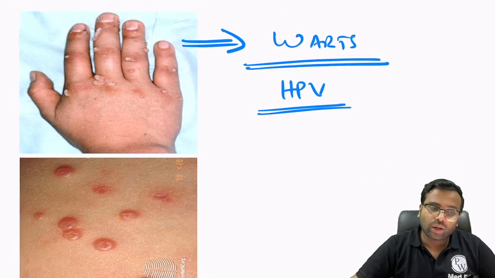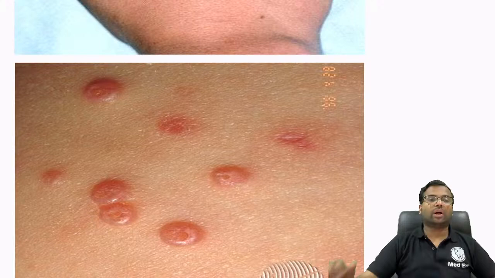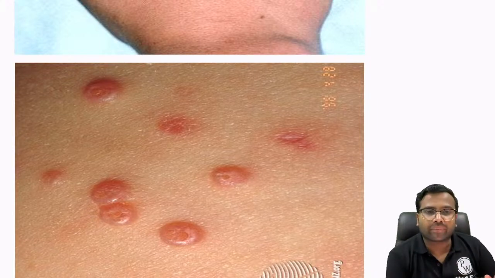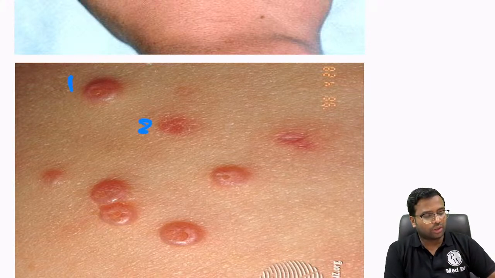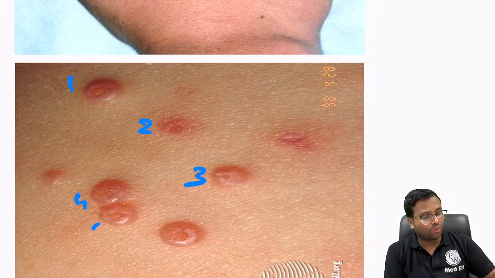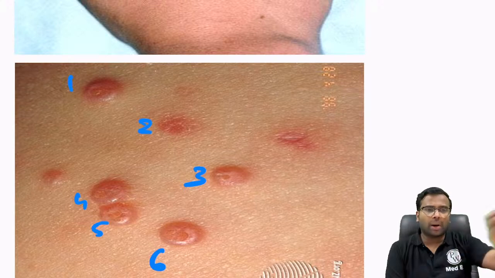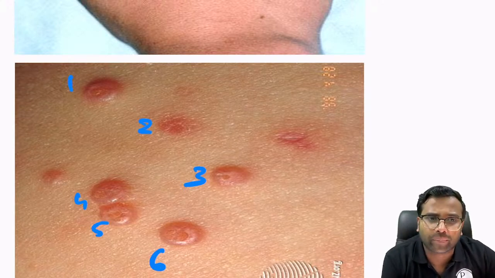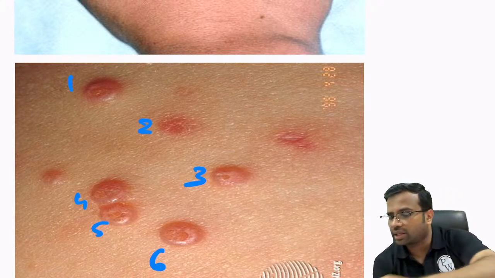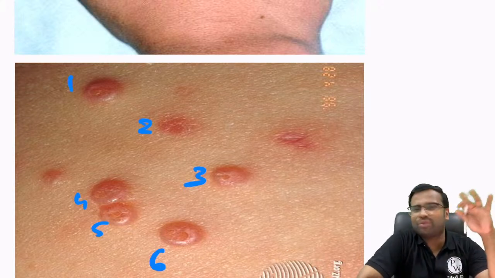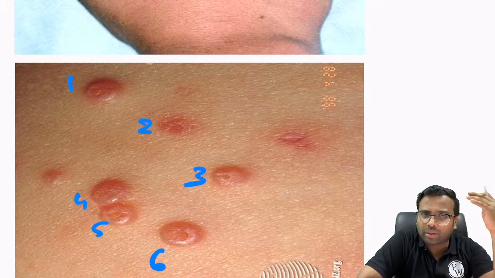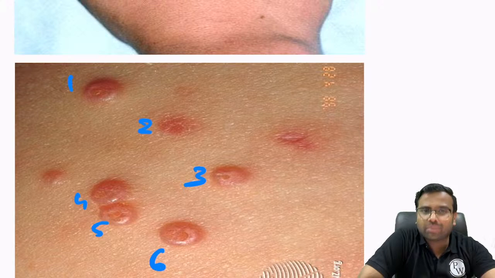Okay. Now let's see another one. Now this is a child. This child is coming to you and you can see that there are multiple lesions, like 1, 2, 3, 4, 5, 6, 7. Multiple lesions can be seen over the body, isn't it? And once you examine this lesion, the patient does not report any fever, no systemic symptom, no itching also.